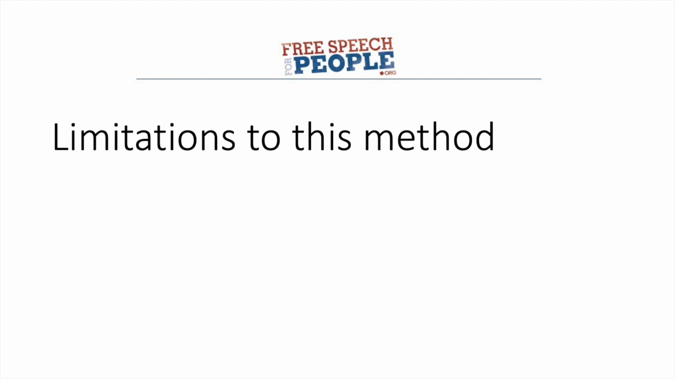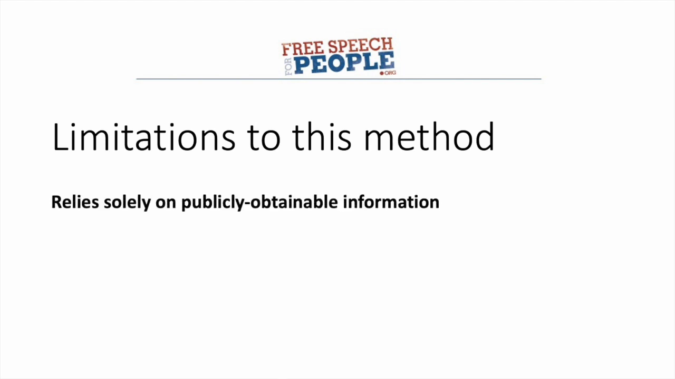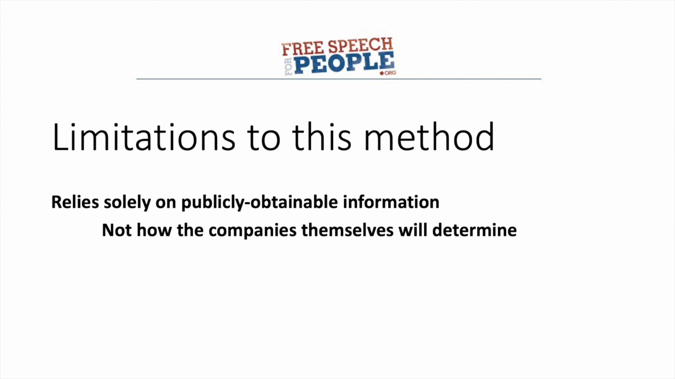Before we get started, let's talk about a couple of limitations to this method. First of all, it relies solely on publicly obtainable information. Some of this is from government sources, some of this is from private sources. The important point is that this is not how the companies themselves will determine who their investors are. Publicly traded corporations have more precise techniques for determining every shareholder and their address and how many shares they own. They do this at least once a year for their annual meetings, sometimes more often.